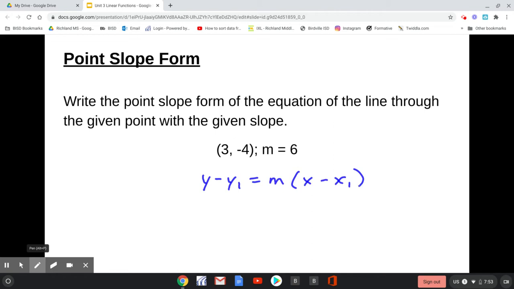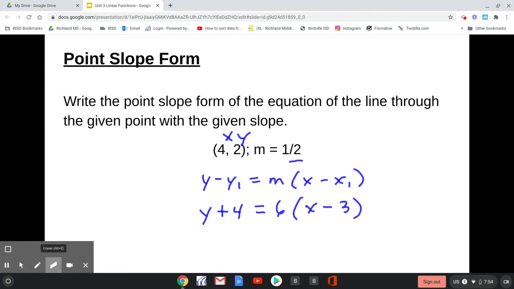We know m is 6, so I'm going to put a 6 here. And we know the first x stays the same. And then we have minus, and now we're looking for x, and x is 3. So I'm going to put that here because we know this is x and this is y. And then on this side, we're going to put y, and we're going to subtract a -4. If we do that, that becomes a positive. And you're done. That's all you need to do. Let's look at the next one.